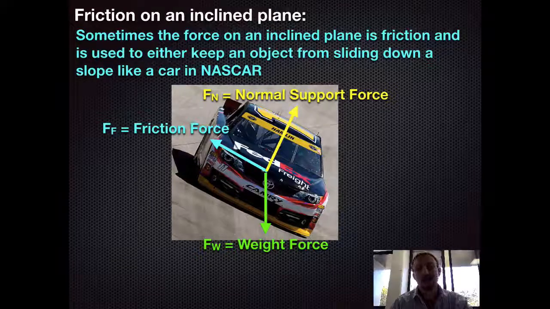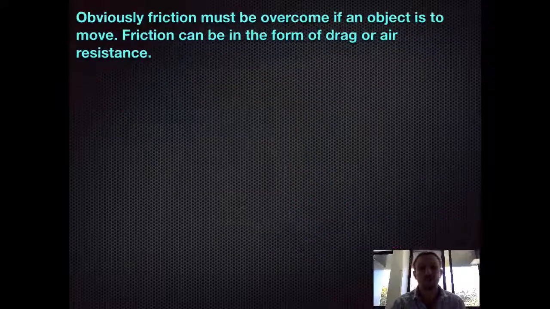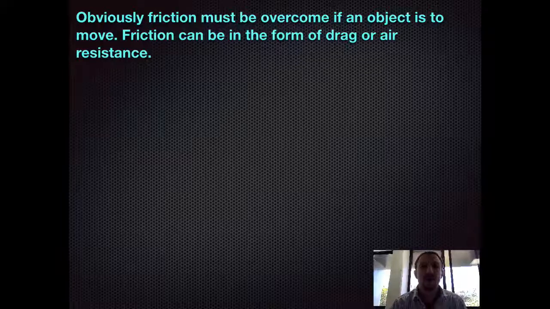Now for this car to be going around a corner, we're also going to have centripetal force acting upon it. And as I state here, this will only happen if the car happens to be moving and held in a circle. So friction is basically something that must be overcome in an object in order for a net force to actually be generated. And as I stated, this friction can be in the form of drag or air resistance.